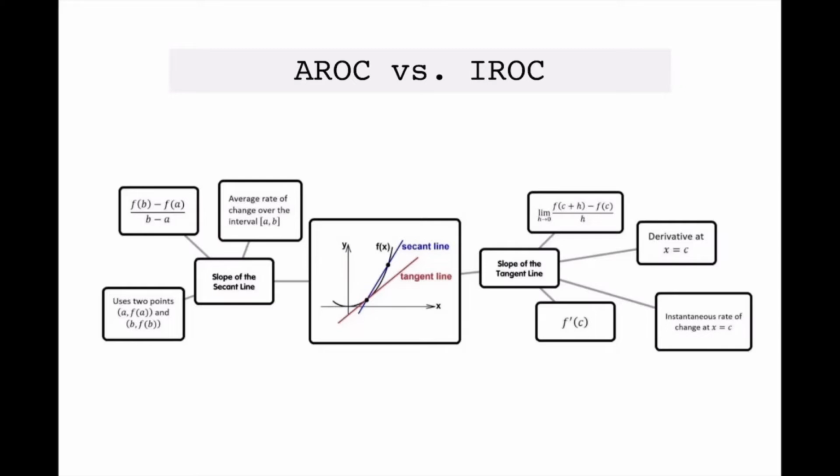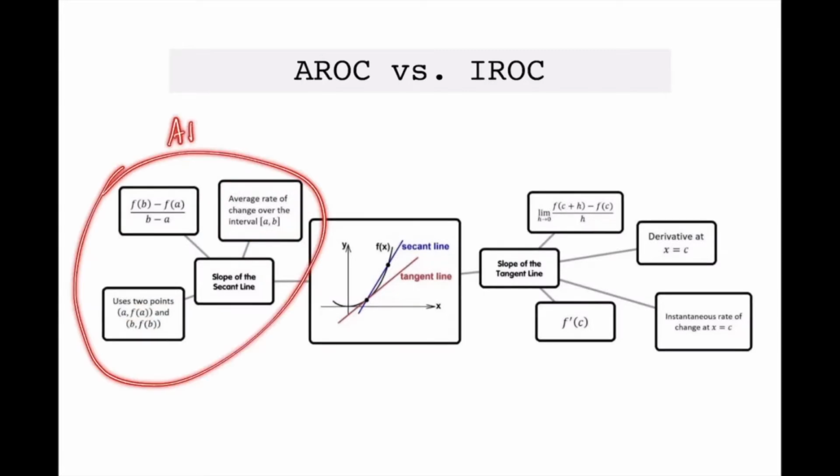If we want to find the secant line to a curve between 2 points, and we're looking for the slope of that secant line, this is given to us by change in y over change in x, or f of b minus f of a over b minus a, where we have 2 points, a comma f of a and b comma f of b. We also just saw that this can be interpreted in a context as the average rate of change over the interval from a to b. So over here on this side, this is all average rate of change stuff, or secant line slope.